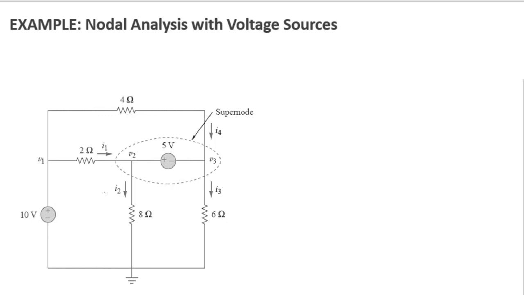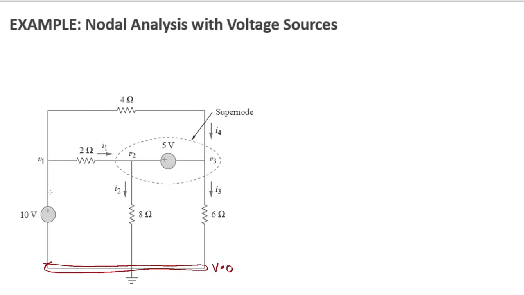So now let's proceed to the next step, assign node voltages. This is our reference node because the ground is there, and at that point, V equals 0. And at the other nodes, we have V1, V2, and V3.